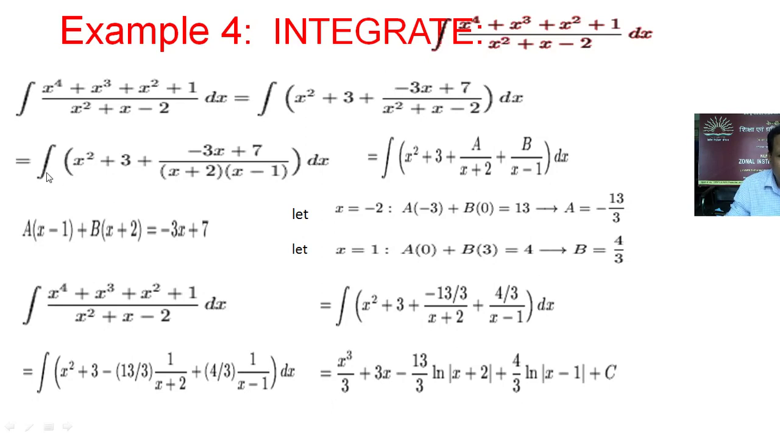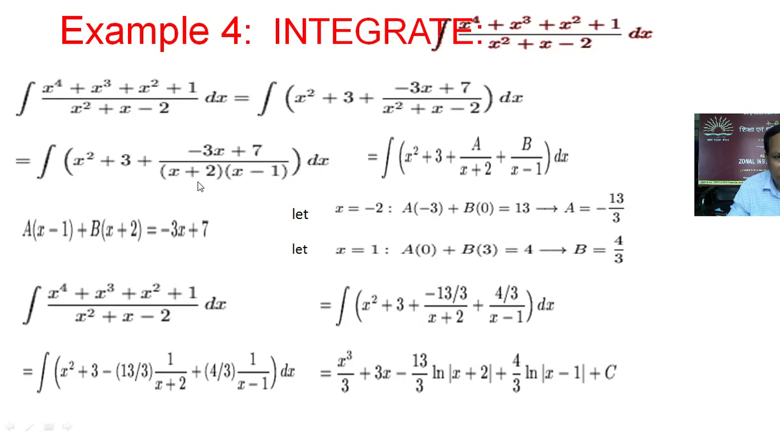Now this is equal to integral of x square plus 3 plus minus 3x plus 7 divided by, factorizing this x square plus x minus 2 using middle term factorization.